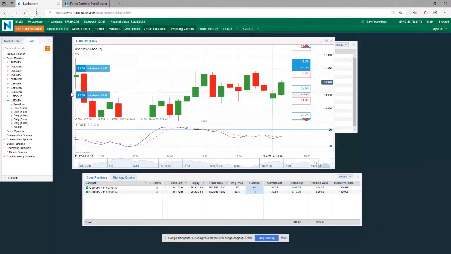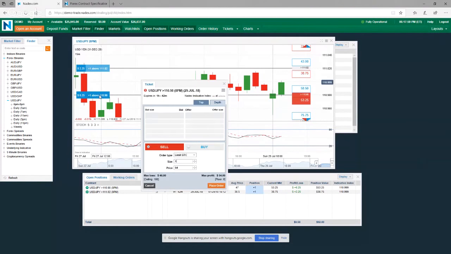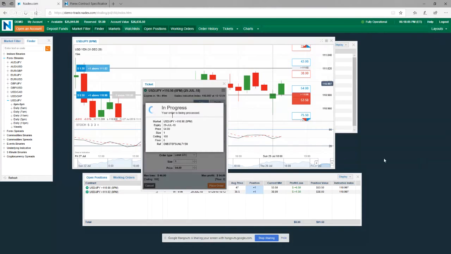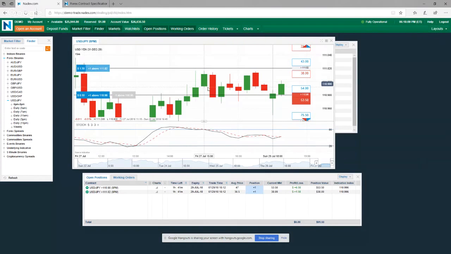So let's go back to here. Now you can see that this binary has already made $7. Let's say that we want to exit that binary. All you have to do is click on it. And if you agree with the sell price, then you click on the sell price. Boom, you're out. That's just how simple it is.